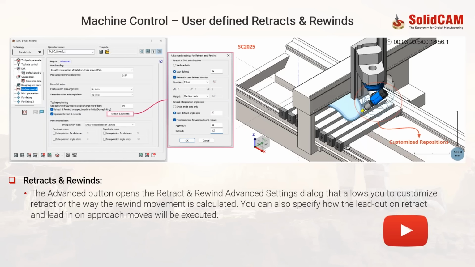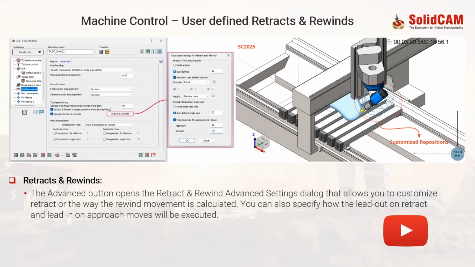Many times it happened to me when I was on a machine that I got some retracts and rewinds. In many cases it was fine. Now you get an option to completely affect the way you would like to retract, how much you would like to retract, control lead-in, lead-out, also the feed inside. Now you have this option here, retract and rewind.